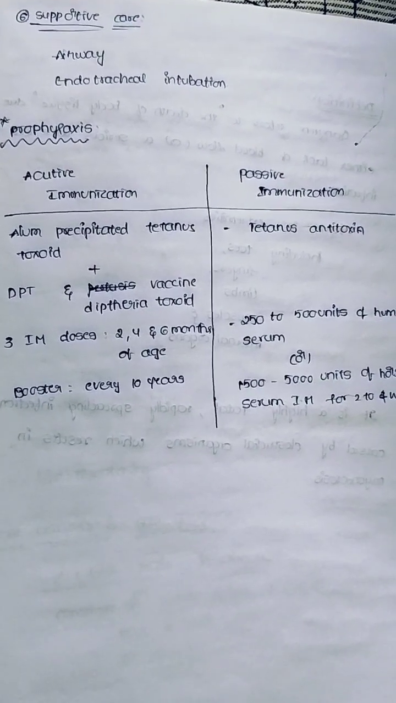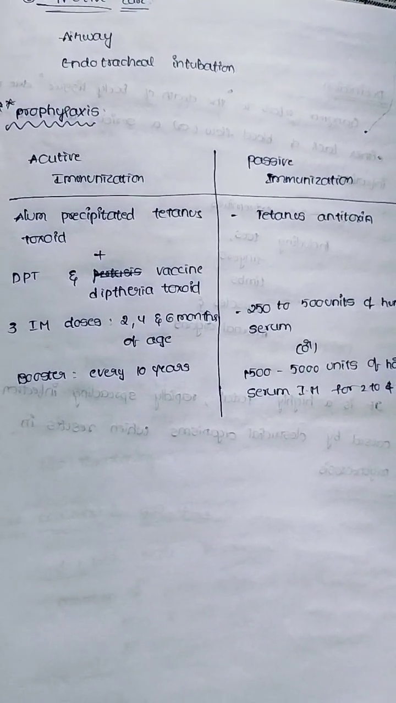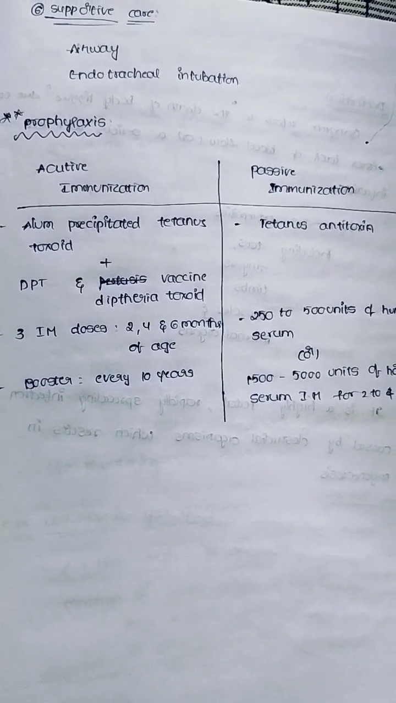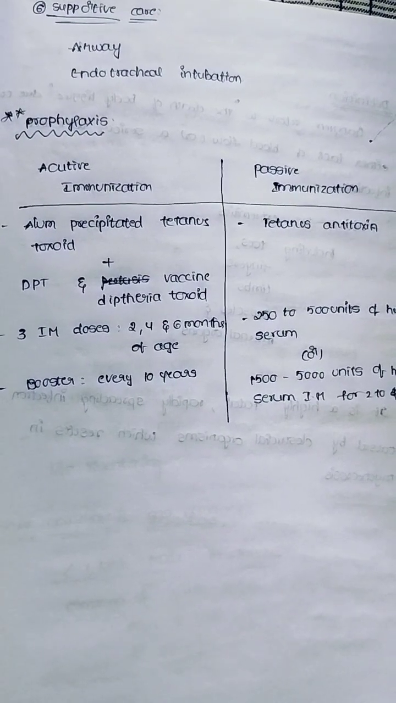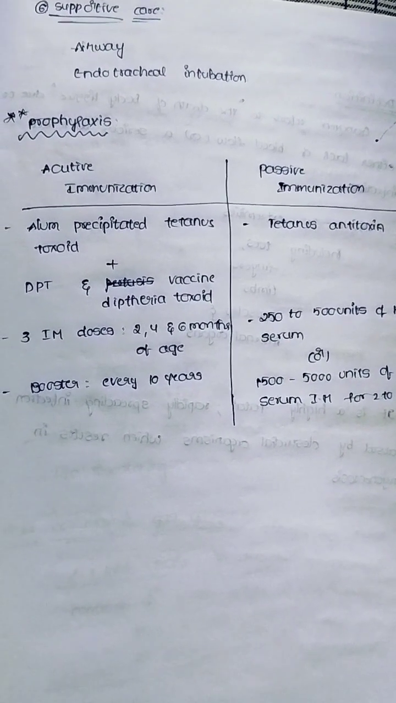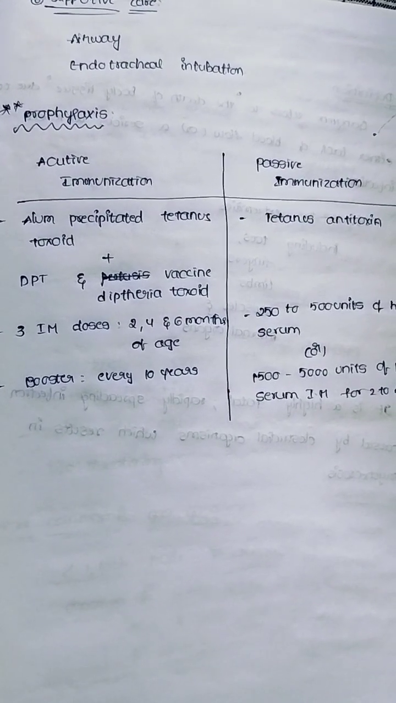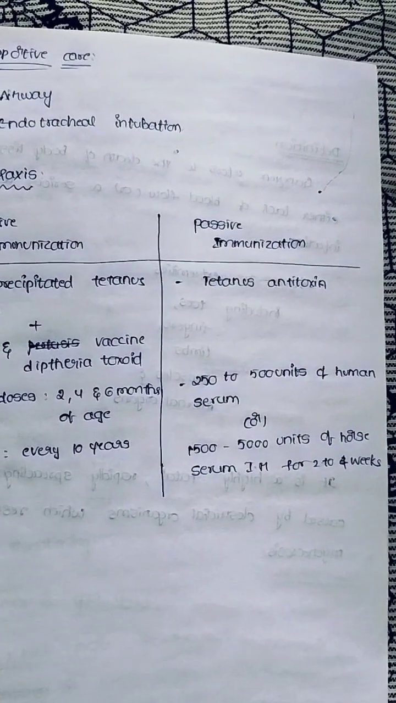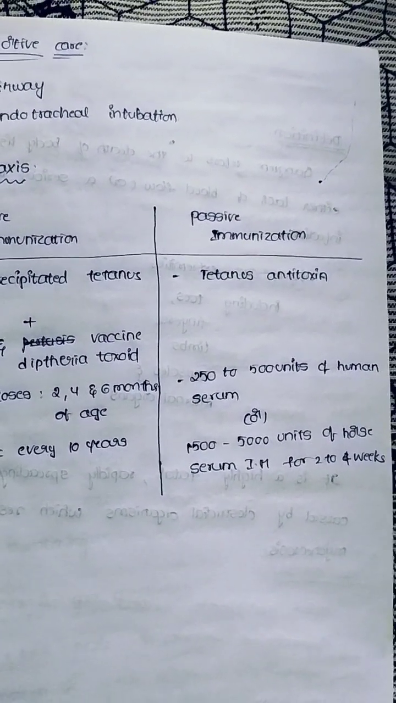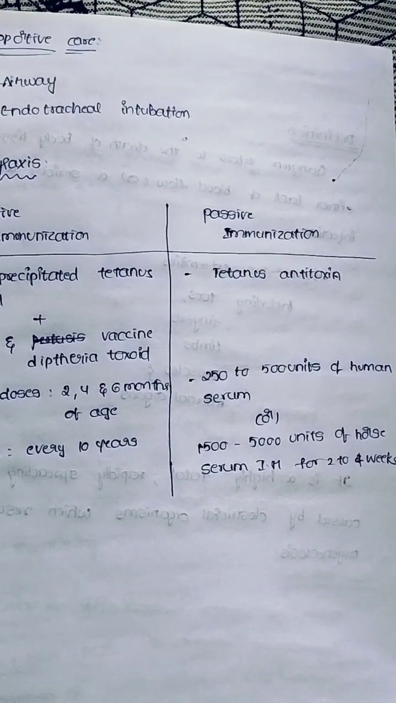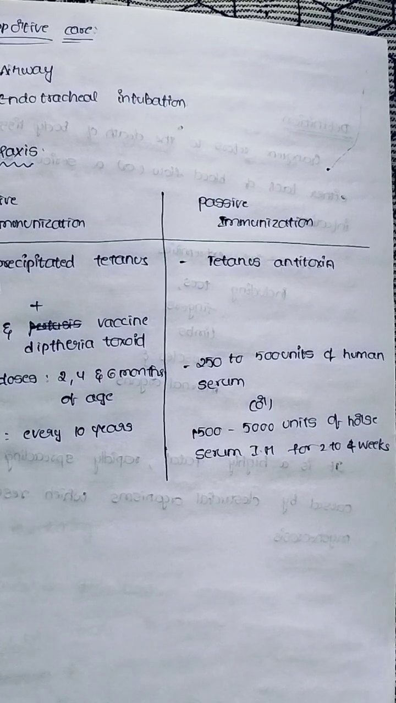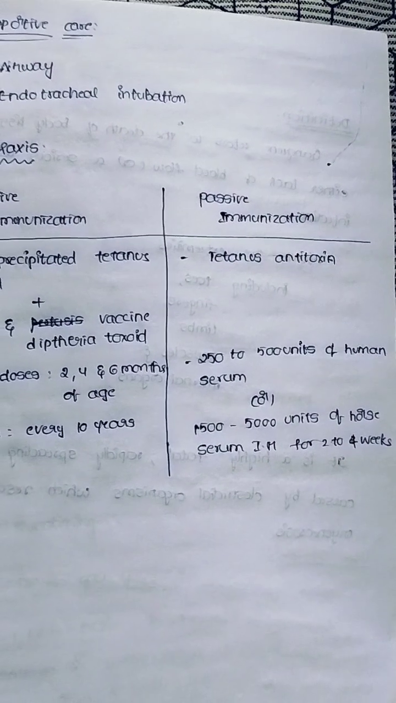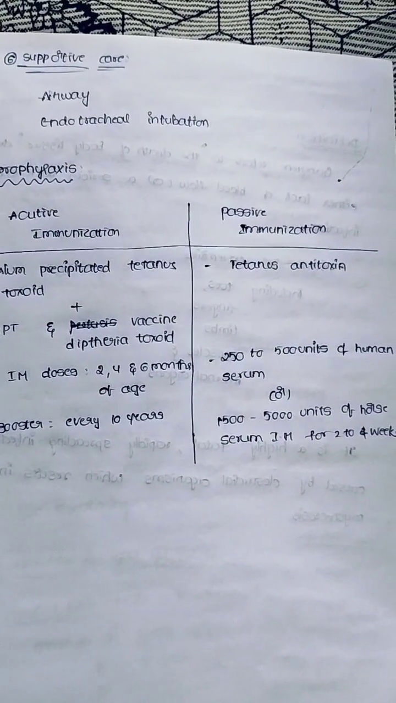Coming to prophylaxis, by active immunization and passive immunization. In active immunization, alum precipitated tetanus toxoid is given along with DPT and diphtheria toxoid vaccine, in 3 intramuscular doses at the second, fourth and sixth month of age of babies, and boosted every 10 years. In passive immunization, tetanus antitoxin is given, about 250 to 500 units of human serum, or 1500 to 5000 units of horse serum, intramuscularly. Then only can we prevent tetanus.